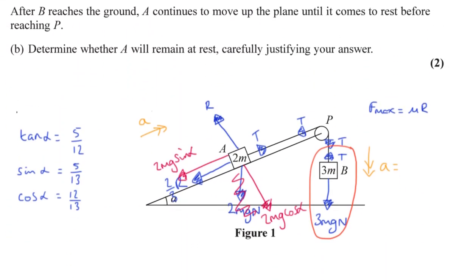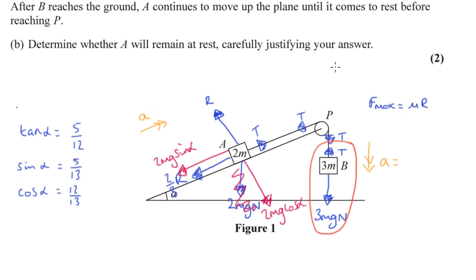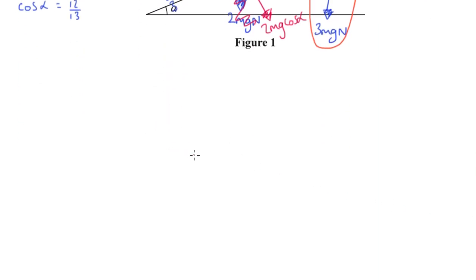Okay, for part B, it then says that after B reaches the ground, A will continue to move up the plane with its residual force, but what will happen is the tension will leave the string when B hits the ground. So when B hits the ground and the tension goes, the only force acting will be the component of the weight of A, and the friction will reverse.